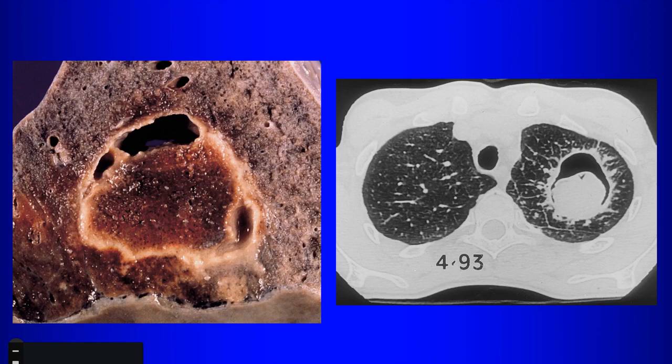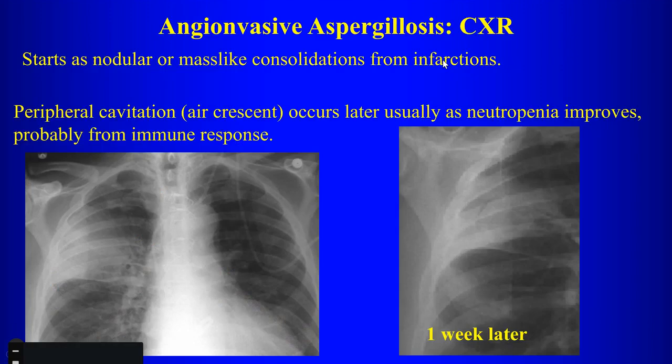Now the air crescent formation tends to coincide with what in these patients? Improvement in the white count. Yes, so it's thought to be an immunologic reaction to the infection. As the white count is getting better, that's when you tend to see the air crescents, the cavitation in the periphery of these lesions. Okay? So that's another nice example of angioinvasive aspergillosis.